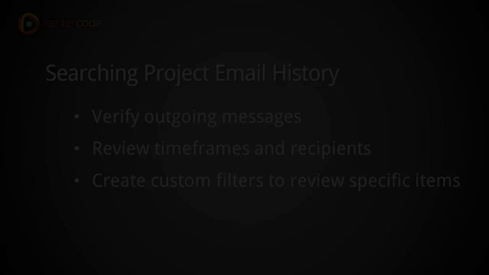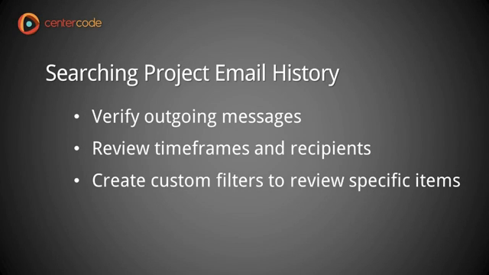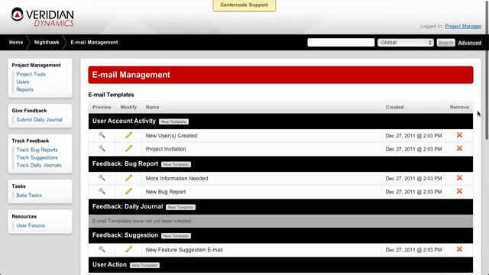The next topic we're going to discuss is searching project email history. And you would want to do this to verify outgoing messages going from your project. If, for instance, you have emails going out of your project but your testers aren't necessarily receiving them, check to make sure that they are leaving your implementation properly. Utilizing the email history tool, you can also review time frames and make sure the recipients match the information provided. You can also create custom filters to review specific items. So for example, if you want to review only recruitment emails that were sent out of your project, you can do that as well. So with that, let's go ahead and jump back into the project.